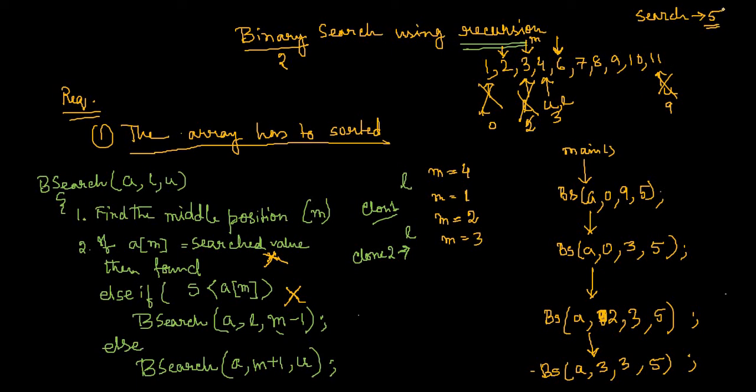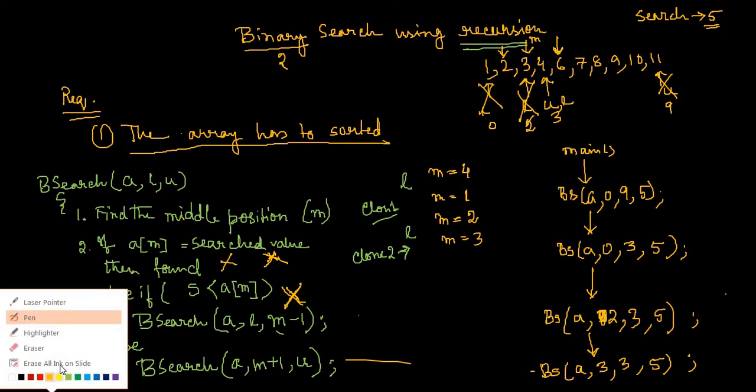Now, is A of M equal to 5? No. A of M is not equal to 5. Again this part failed. Is S lesser than A of M? True? No. S is 5, A of M is 4 right now. So they are not same. Again it will fail. So again in the else part it will come. So now, I'm sorry.